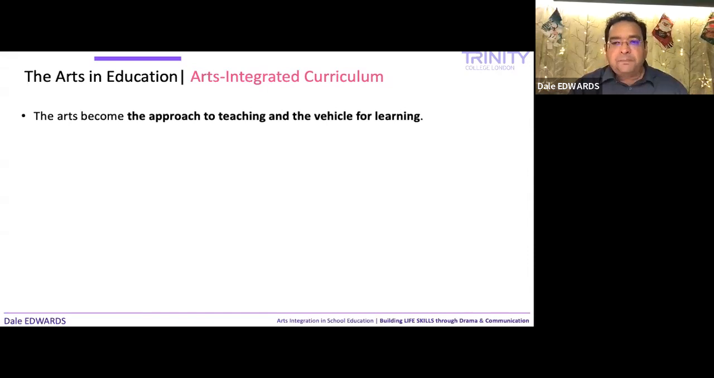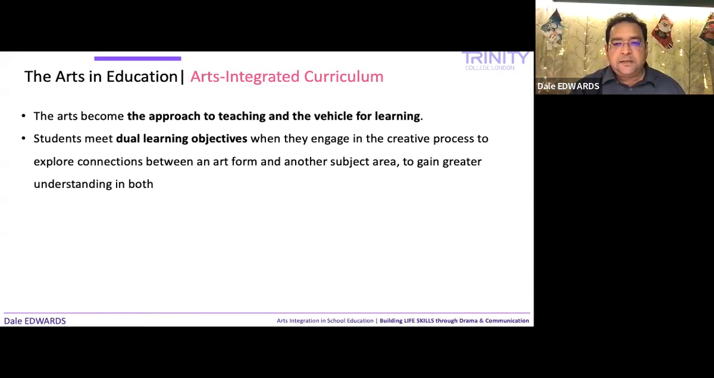And in the arts integrated curriculum, the art becomes both the approach to teaching and the vehicle for learning. All right, so it's both ways. And students in this case meet dual learning objectives when they can engage in the creative process, as well as develop the subject area of another cross-matched subject. So you use drama, like I mentioned earlier, you could use music, singing, acting, communication skills.